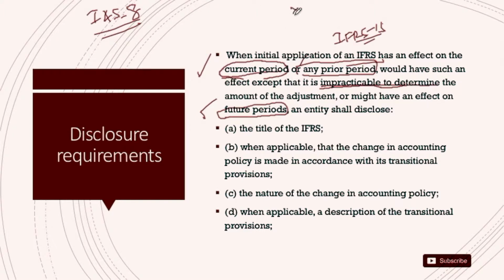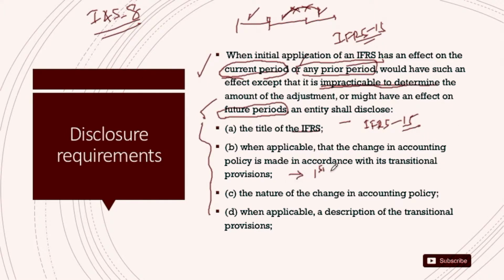So if there is a change, it is going to impact the current period, prior period, or future period. Except to the extent impracticable, we need to explain these things. The title of the IFRS, suppose it is IFRS 15, when applicable, that is the change in the accounting policy. It is applicable from 1st Jan 2018, for accounts beginning on or after. The nature of the change in the accounting policy, we need to explain everything. This is a 5-step model, and all 5 steps we need to disclose here.